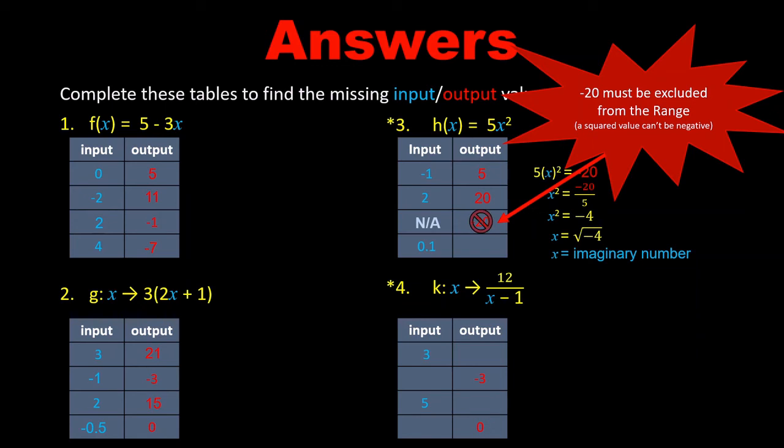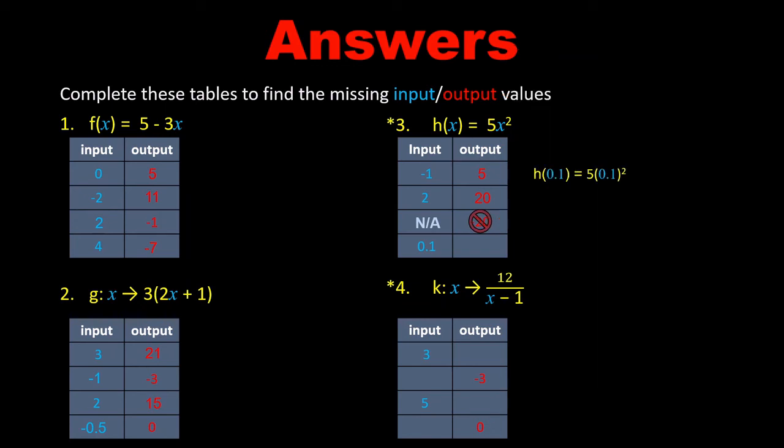Next, 0.1. h of 0.1 is simply 5 times 0.1 squared. 0.1 squared, 1/10 times 1/10. That's 1/100th. So that's 5 times 1/100th, which is 5/100ths. No problem there. When the input's 0.1, the output is 0.05. Question 4 has also got a star there. I wonder why that might be. Can I input 3 into this function?